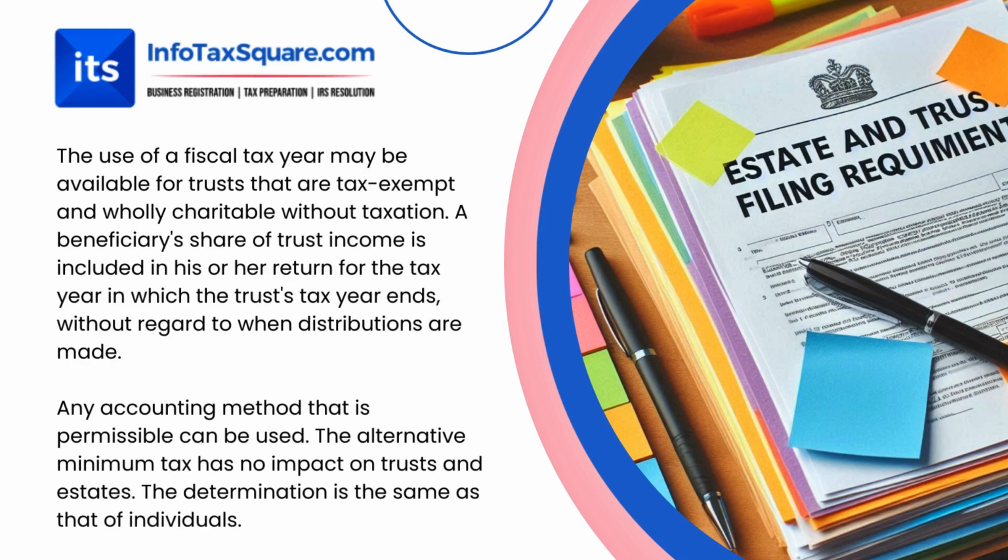The use of a fiscal tax year may be available for trusts that are tax-exempt and wholly charitable without taxation. A beneficiary's share of trust income is included in his or her return for the tax year in which the trust's tax year ends, without regard to when distributions are made. Any accounting method that is permissible can be used. The alternative minimum tax has no impact on trusts and estates. The determination is the same as that of individuals.